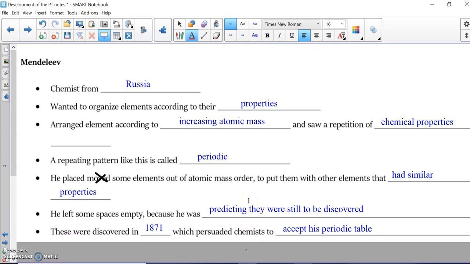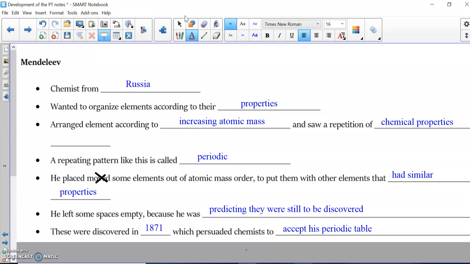In 1871, they started to discover more elements, and some of these elements fit in the spots that he had predicted, and all of the properties were almost identical to what he had predicted. If that's not enough proof, I don't know what is. Other chemists then decided to accept his periodic table, because at this time there were a bunch of different ideas and tables floating around. When this happened, people were like, this guy's onto something. I think he's right.